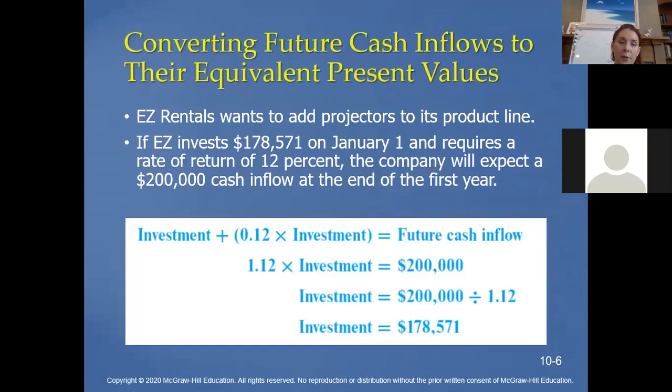So this is an example of what they're looking at for time value. They have 178,571, and they require a return of 12%. So again, that's what investors and stockholders are looking for, plus whatever interest or return you are expecting. They want a 12% return, so you take your original cash flow of 200 and divide it by 1.12, and you get an initial investment of 178,571. Again, we're not going to have to calculate this, just understand how it works.